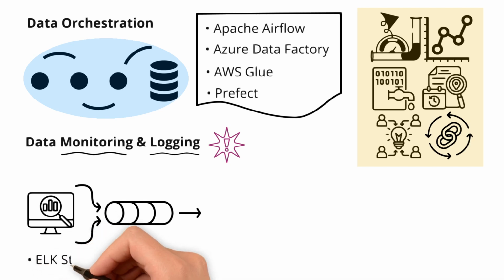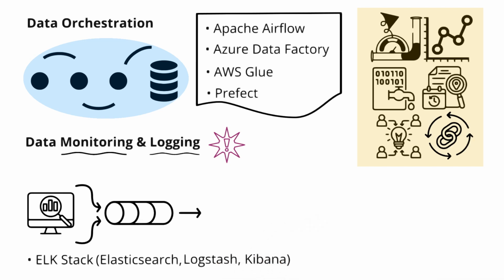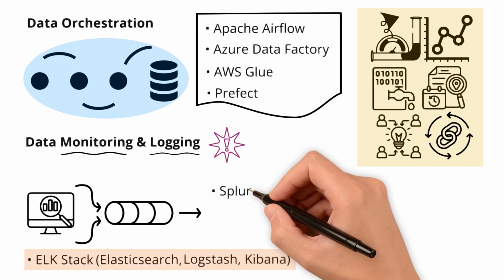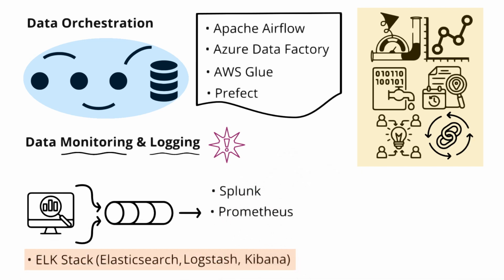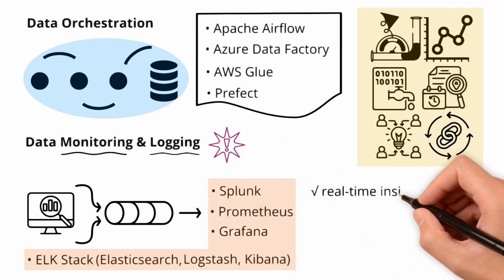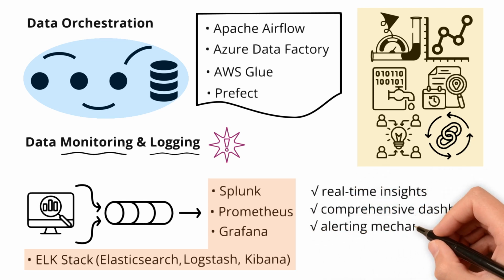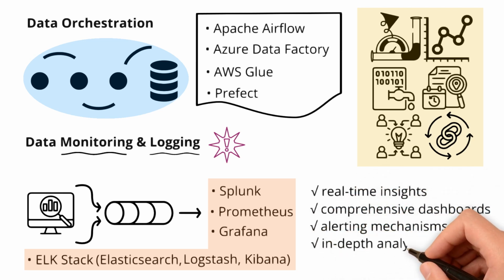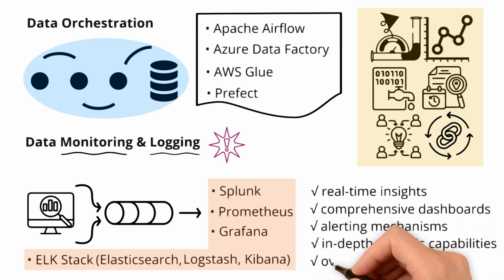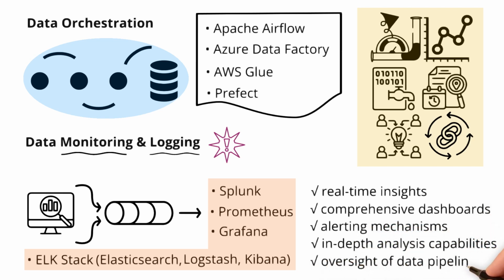Supporting technologies such as the ELK Stack, Elasticsearch, Logstash, and Kibana, Splunk, Prometheus, and Grafana can be invaluable. These tools provide real-time insights, comprehensive dashboards, alerting mechanisms, and in-depth analysis capabilities, making the oversight of data pipelines more effective and less cumbersome.